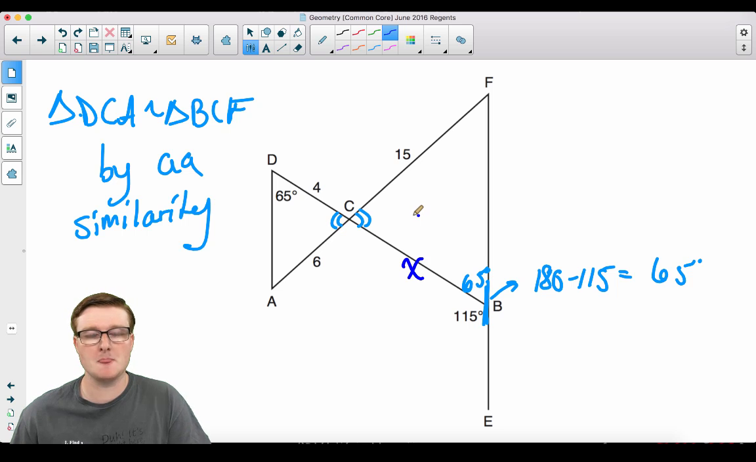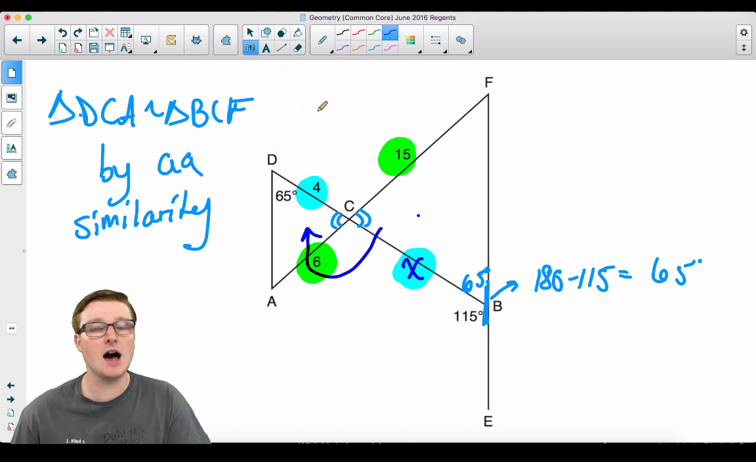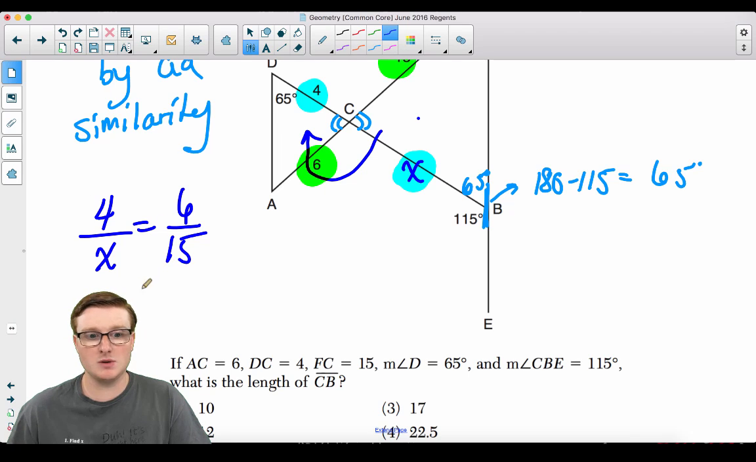we could set these two triangles in proportion. You have to be so incredibly careful when doing this because triangle DCA was dilated and it was rotated, ladies and gentlemen. So the 6 is corresponding to the 15. The 4 is corresponding to the X. I can't tell you how many times people set up the proportion of 4 over 15 equals 6 over X. Do not be that person. The correct proportion to set up is 4 over X is equal to 6 over 15, or some other variation with that.